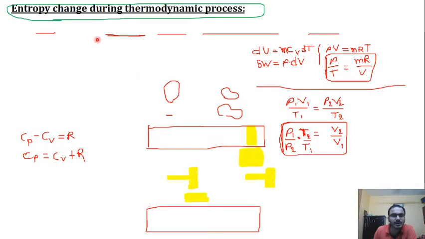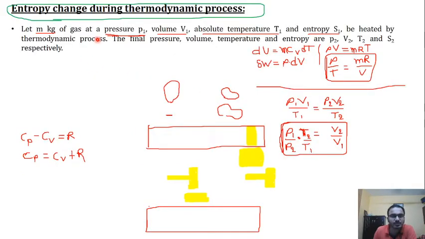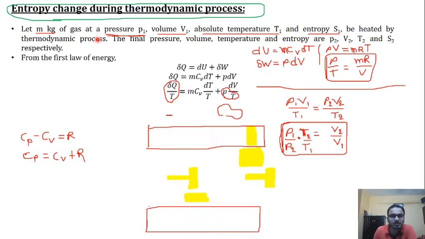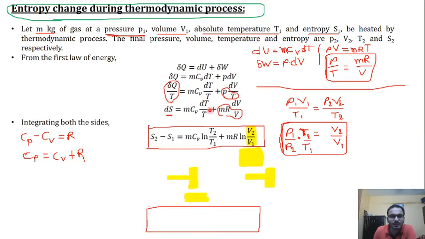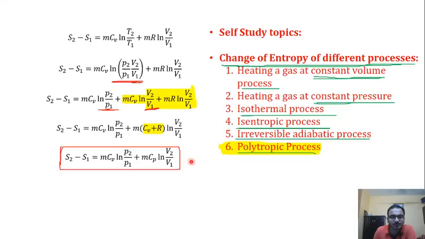The next theory was entropy change during a thermodynamic process. These are very basic things. We started with the first law of thermodynamics and we obtained the value of delta S, and there are a few other forms that we also obtained. And there are a few other self-study topics that I gave you. These are a total of 6 topics and I hope you have already done this.